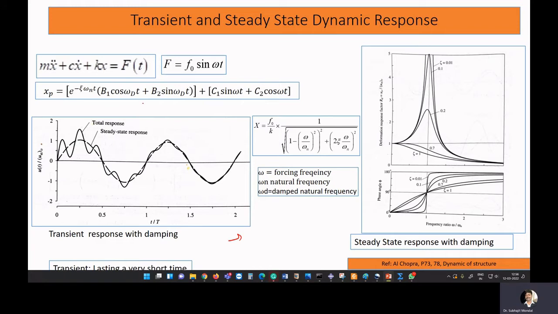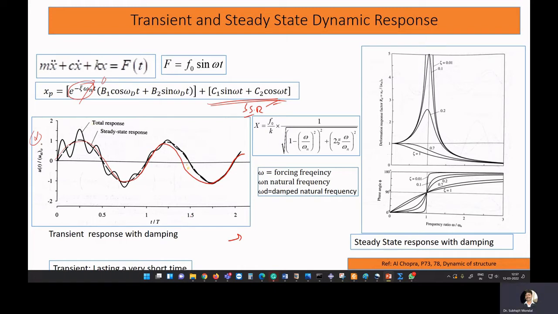Again, in the case of transient response, if you do not consider any damping, then our displacement will be a function of... there will be only steady state response. We will get this solution only because this J will be 0 here. So in that case, we will get a displacement which is a function of your forcing frequency.